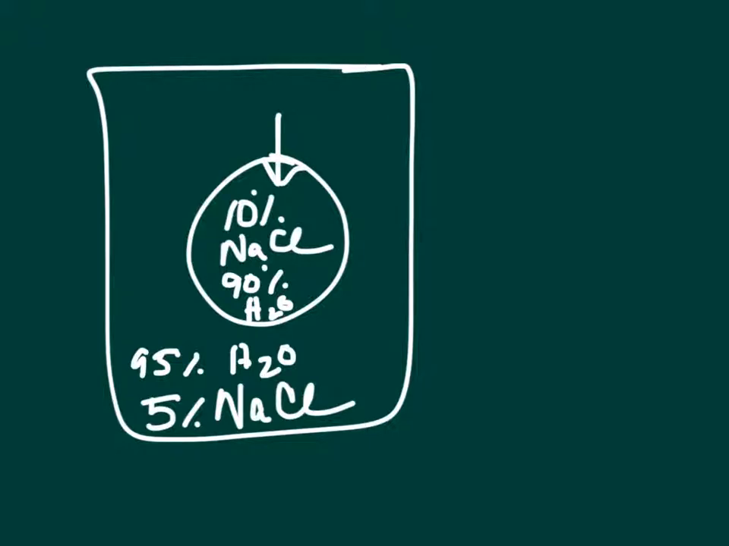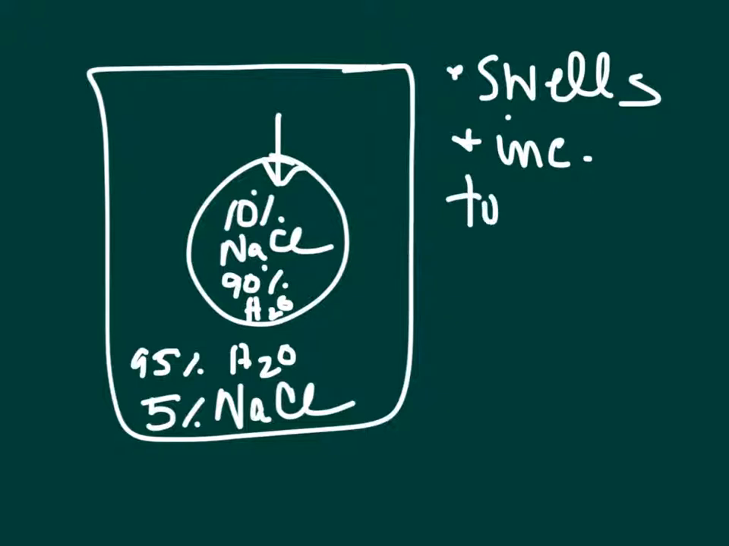And since this is a cell, there's two choices. If it's a plant, it's going to swell and increase in turgor pressure. So it swells and increases in turgor pressure. If it's an animal, there's no cell wall forcing it to not explode. So it explodes, bursts.